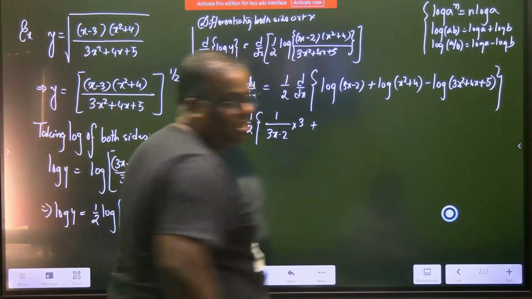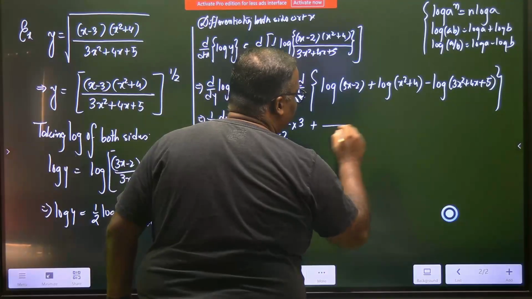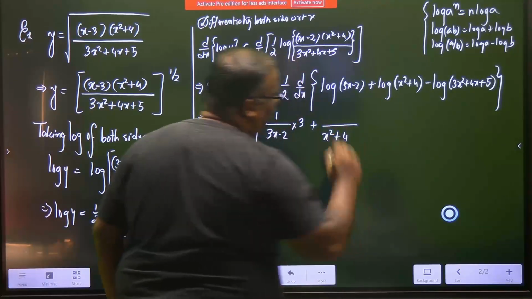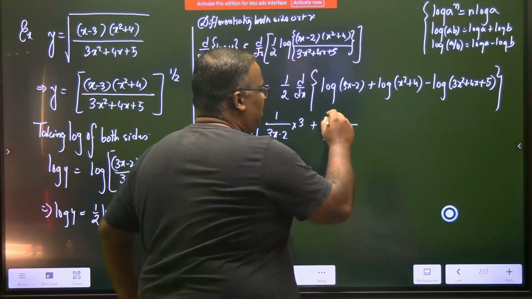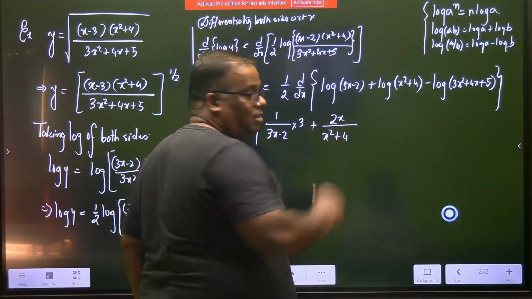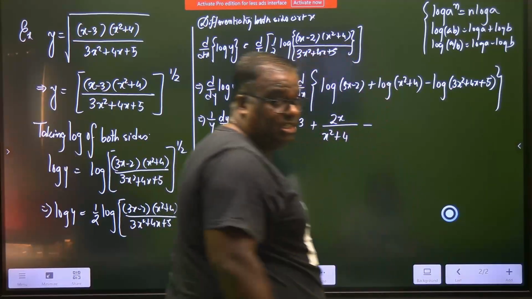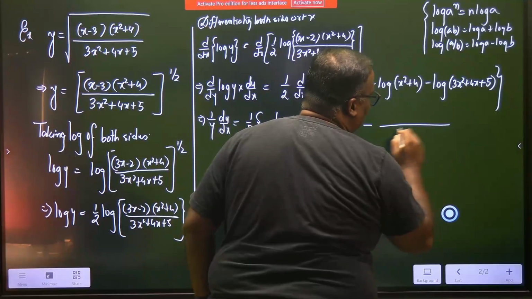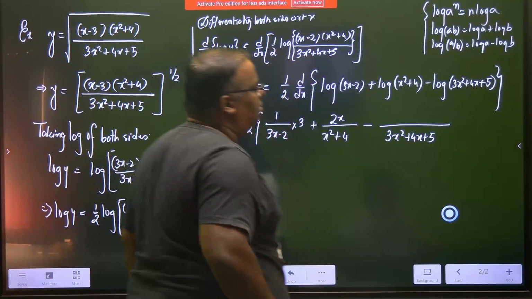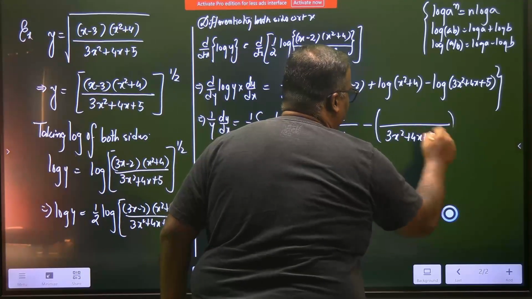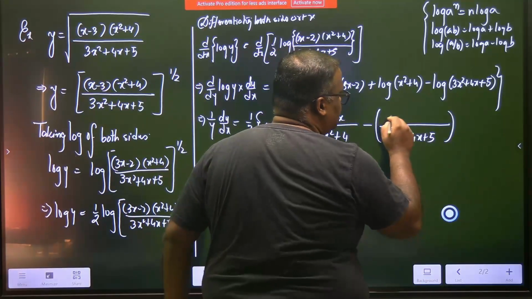This is dog. d d dog of log dog is 1 by dog. So we get x square plus 4. This is 1 by dog, into d dog by dx, which is 2x. Fine? Did you understand? Okay. And this is mouse. d d mouse of log mouse is 1 by mouse. Agreed? And then we will put a bracket here because this is a negative. And then d mouse by dx, which should be 6x plus 4.